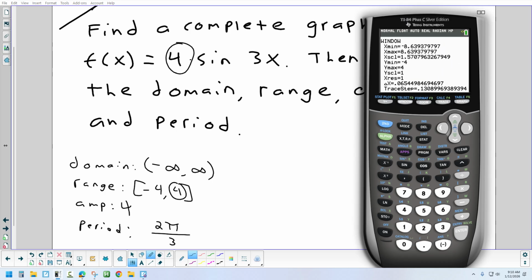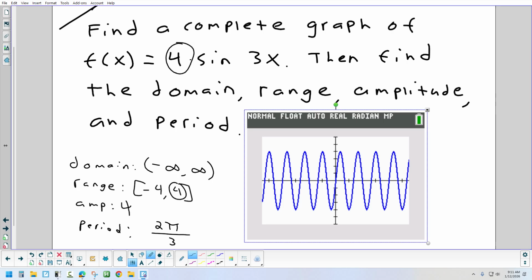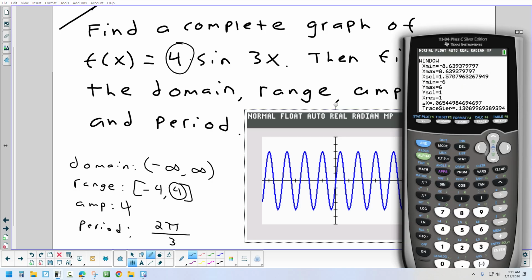So let's make it a little higher. Let's make it like -6 to 6. And now we can definitely see that it's not going off the screen. I think we could before too, but that's even clearer. They didn't say how many cycles they wanted us to show. We're showing several cycles there, maybe 6 or 7 of them, and that's fine. So the window that we used is -6 to 6 on the Y. And whenever you do Zoom 7, it's going to do this -8.6 number.